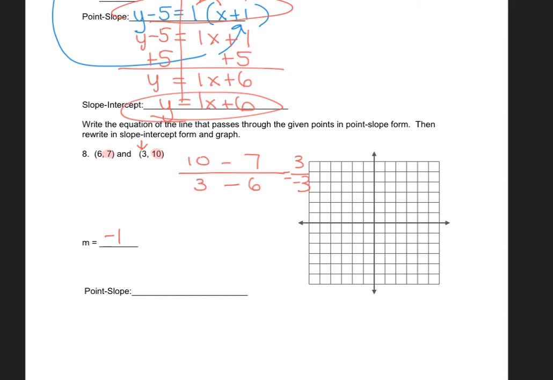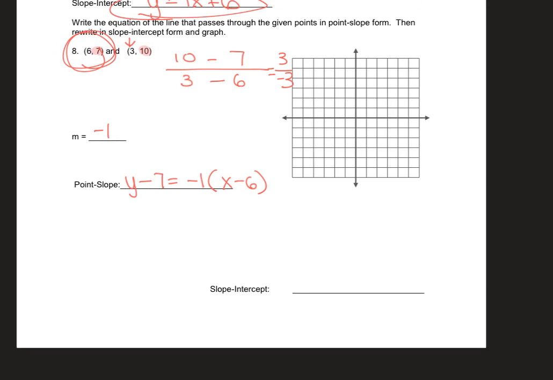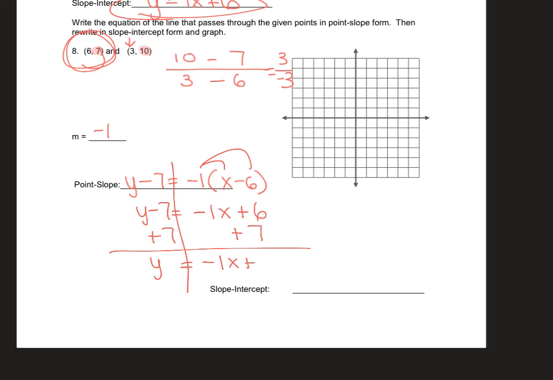So point slope doesn't really matter which. They're both not necessarily terrible numbers. I'll go there. So my point slope is y minus 7 equals -1 parentheses x minus 6. Distributing out the -1. So I have y minus 7 equals -1x plus 6. I'm adding 7 to both, and I get y equals -1x plus 13. So my slope intercept is y equals -1x plus 13.